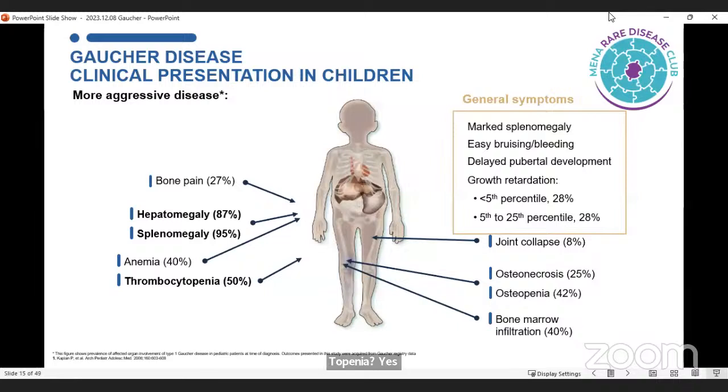And in addition, we have the skeletal or bone manifestations, where we can have bone pain, osteopenia, osteonecrosis, joint collapse. So these are the main 3 manifestations. Clinically, they present with marked hepatosplenomegaly and easy bruising because of the thrombocytopenia. They may also have delayed growth or growth retardation.